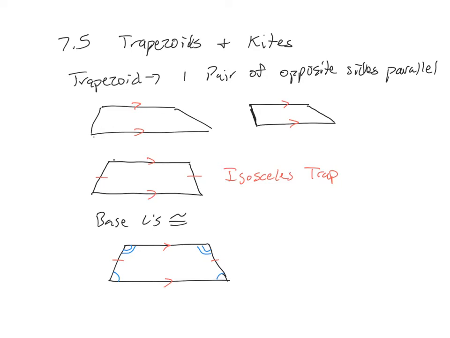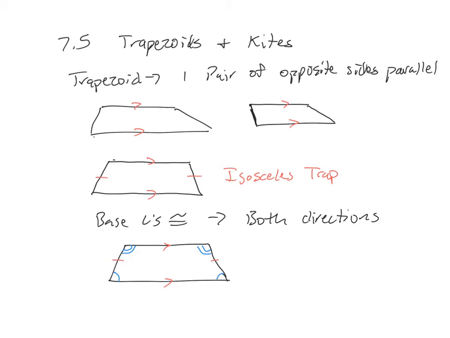So base angles are congruent if it's an isosceles trapezoid. It'll say if a trapezoid is isosceles, then base angles are congruent. And you can go the other way around. If base angles are congruent, then it's an isosceles trapezoid. Just like with the triangle, you can go back and forth. So when I put both directions, that's what I mean. If you know it's isosceles, then the base angles are congruent. If you know that the base angles are congruent, then you know it's isosceles.